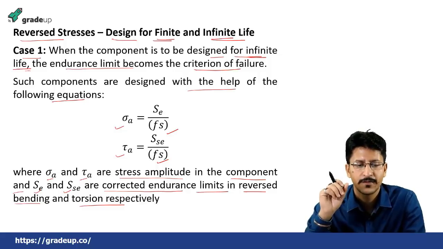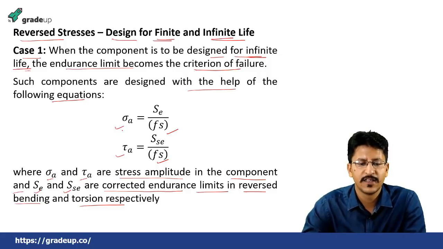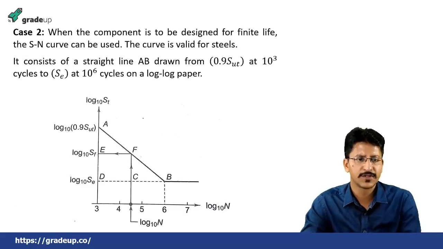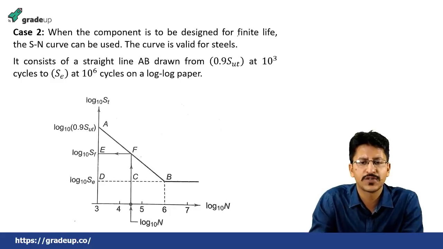Okay, these are the terms that are given. These are the stress amplitude and these are the corrected endurance limits, in reverse bending, this is for bending and this is for torsion. Next comes the second case, when the component is to be designed for finite life.